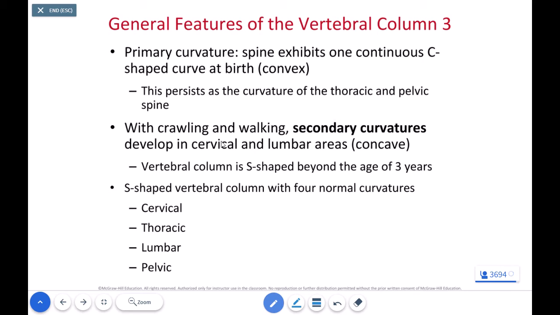As individuals start to crawl and walk, we develop the concave curvature of the lumbar and the concave curvature of the cervical vertebrae. And then as we continue to age and hunch over, that concave curvature, particularly in the cervical vertebrae, tends to go away and develop into a kyphosis.